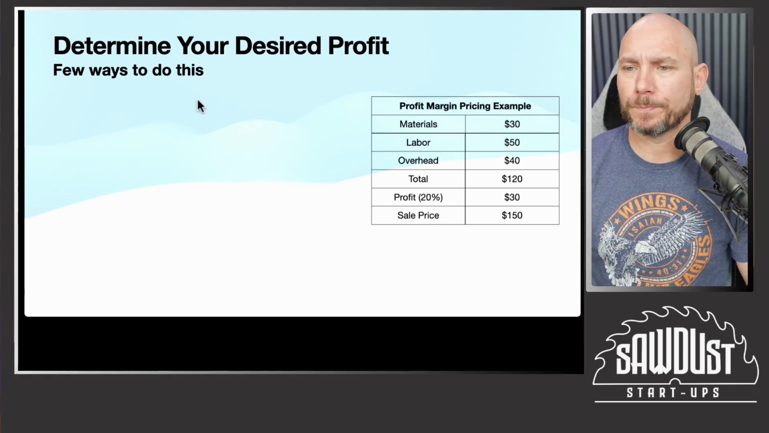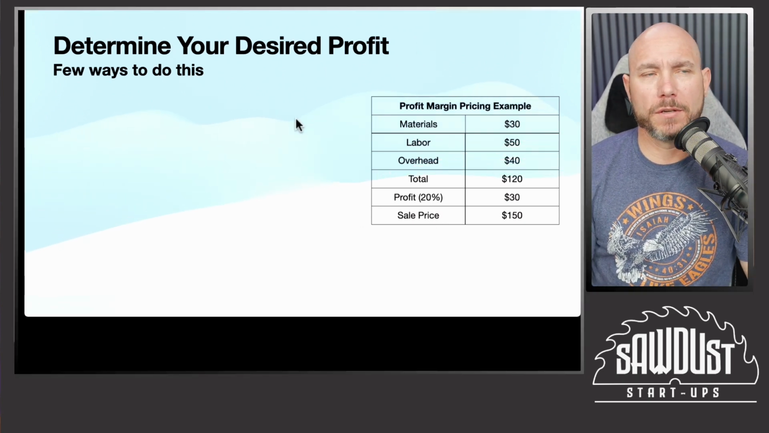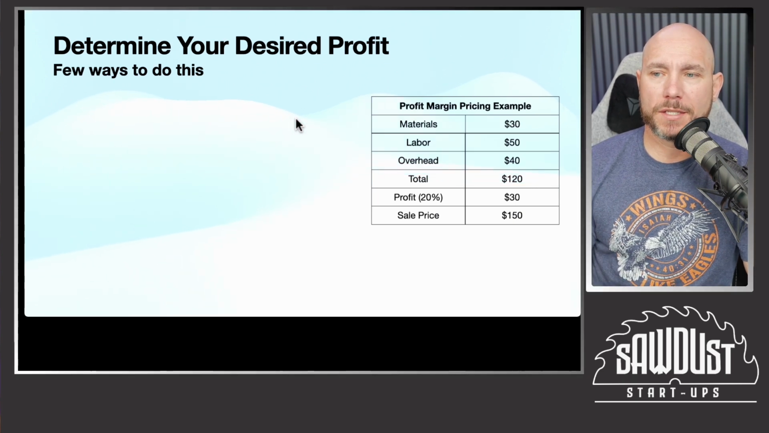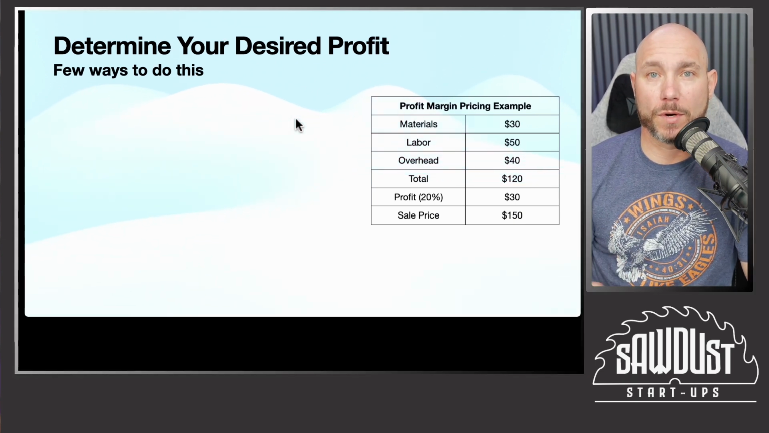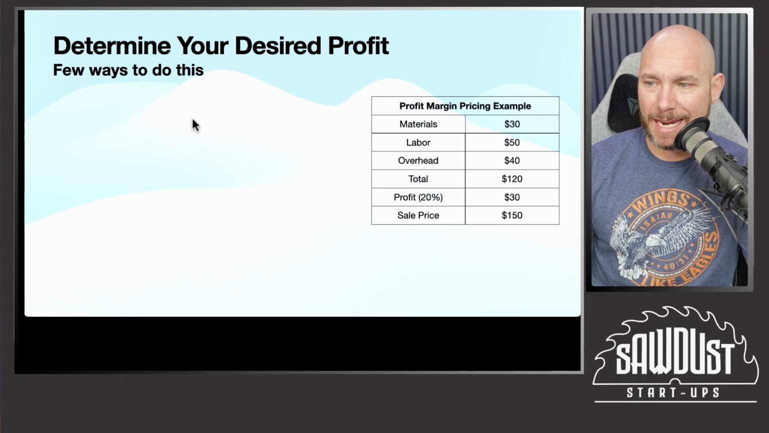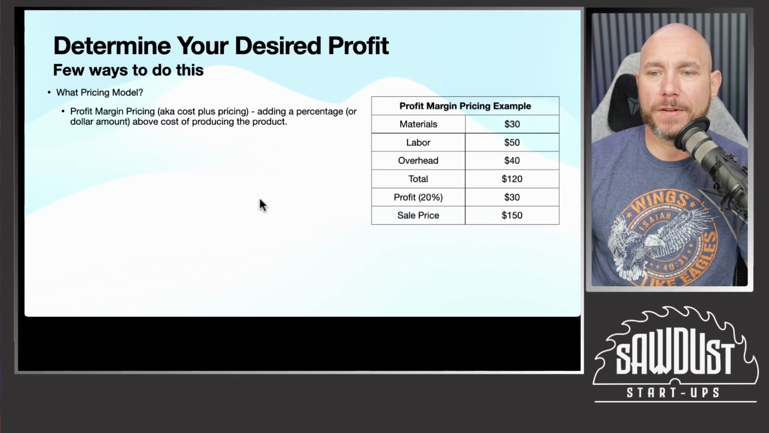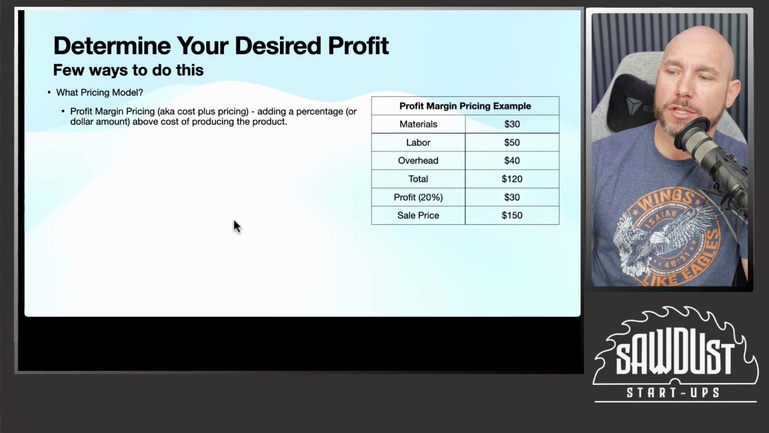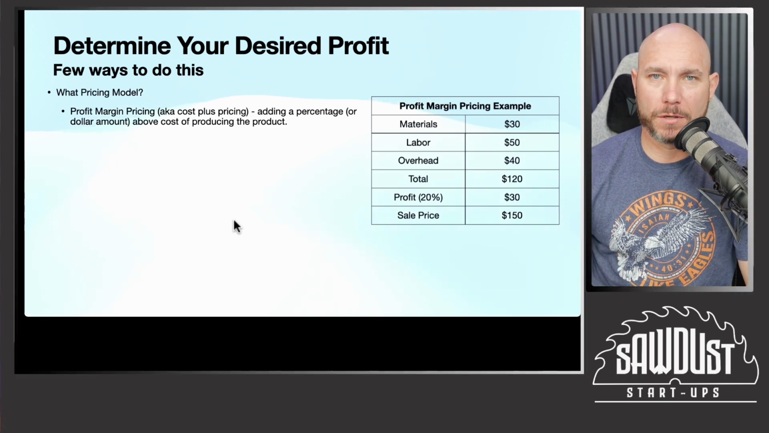And just running out of money. All right, so first thing, this is one pricing model. There's several we'll go through, but this is one. There's a few ways to determine what your desired profit is or how much you're going to charge. So for this example, this is actually profit margin pricing, or cost plus, as a lot of people call it. So basically, you're just adding a percentage of profit to the cost of the item.